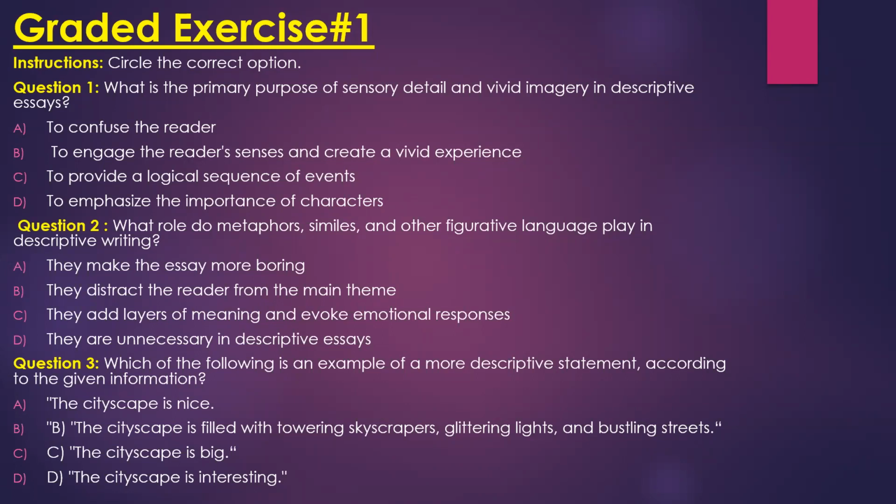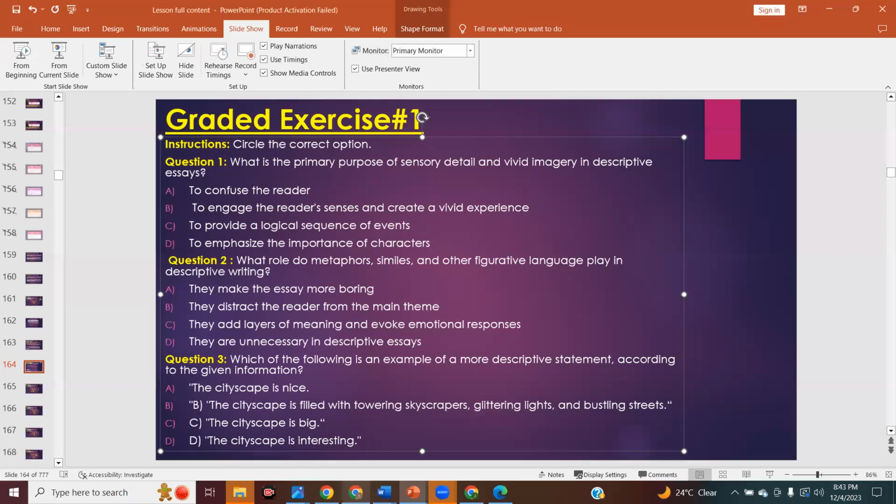Number three, which of the following is an example of a more descriptive statement according to the information given? A, the cityscape is nice. B, the cityscape is filled with towering skyscrapers, glittering lights, and bustling streets. C, the cityscape is big, and D, the cityscape is interesting.